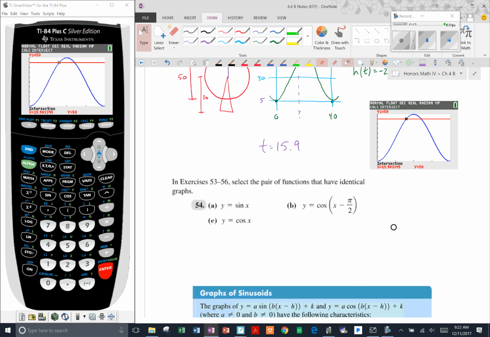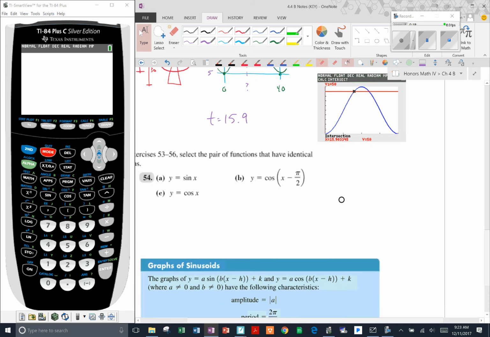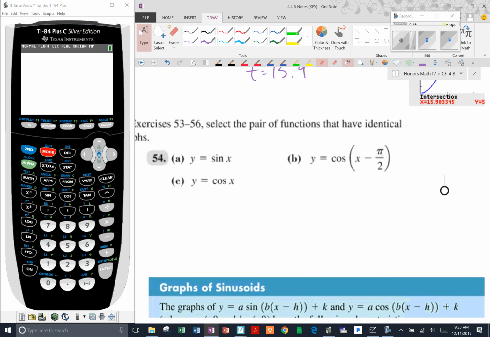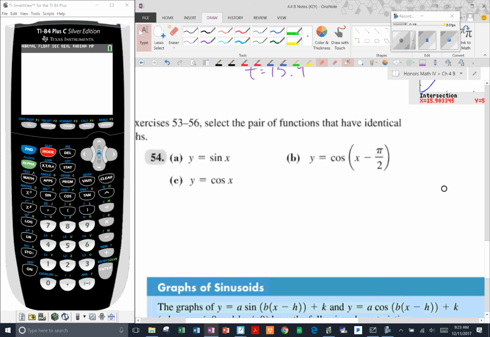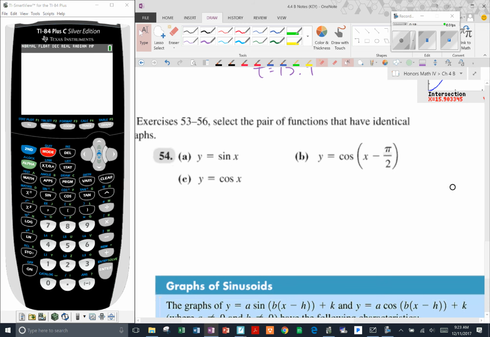Any questions on that? We okay with the graphing calculator? Yep. Okay, change your window. All right. So the last thing that we're going to look at here is, this actually might be one of your homework problems, but I grabbed number 54 out of the book. It says select a pair of functions that have identical graphs. I want you to do this without using a graphing calculator, by what you know about these functions.